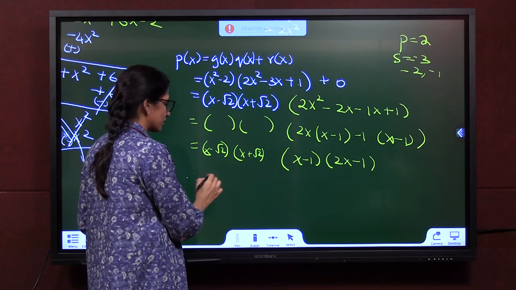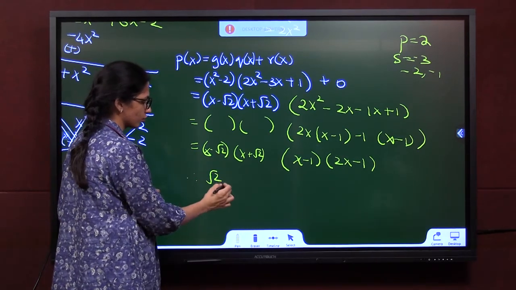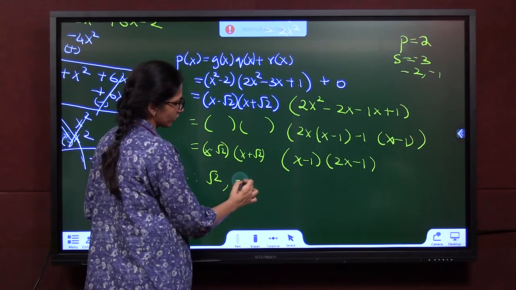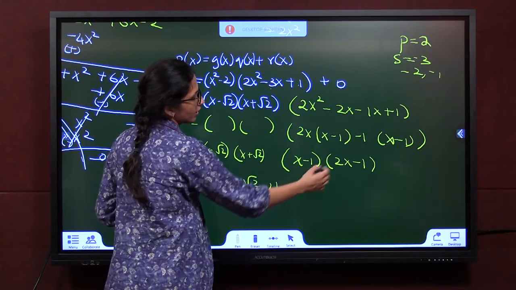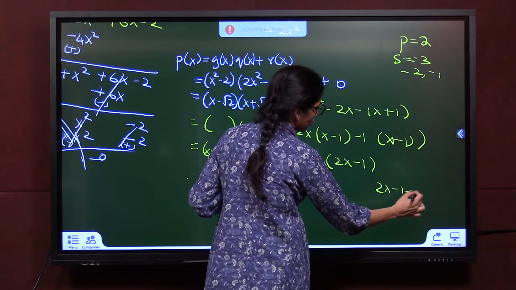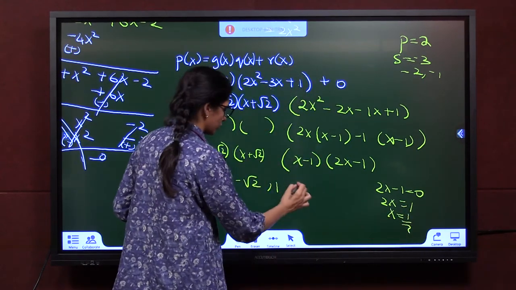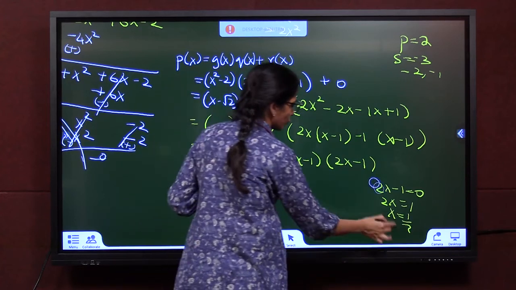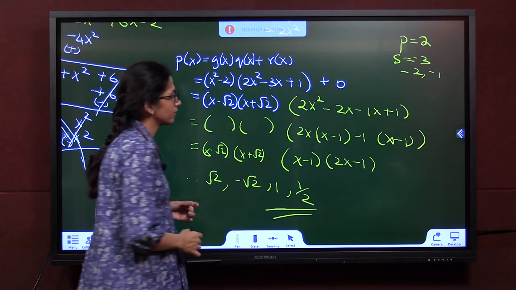Therefore, what are the zeros? The zeros of the polynomial are: x minus root 2 equated to 0, you get root 2. x plus root 2 equated to 0, you get minus root 2. Put x minus 1 equal to 0, you get 1. Put 2x minus 1 equal to 0, what do you get? 2x equals 1, x equals 1 by 2. So this is your fourth zero. So who are the other two zeros? The other two zeros are nothing but 1 and 1 by 2.